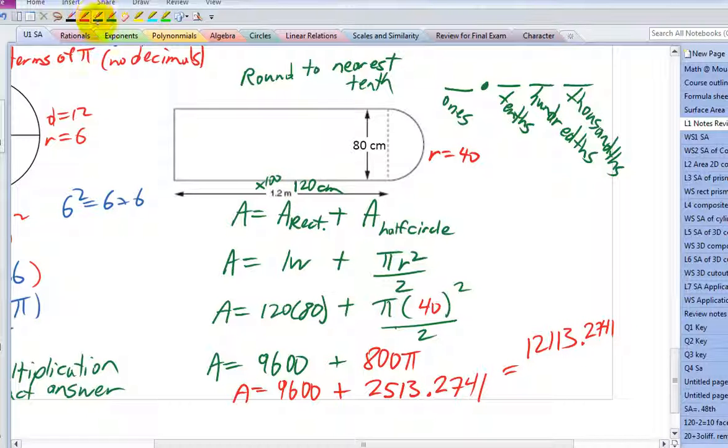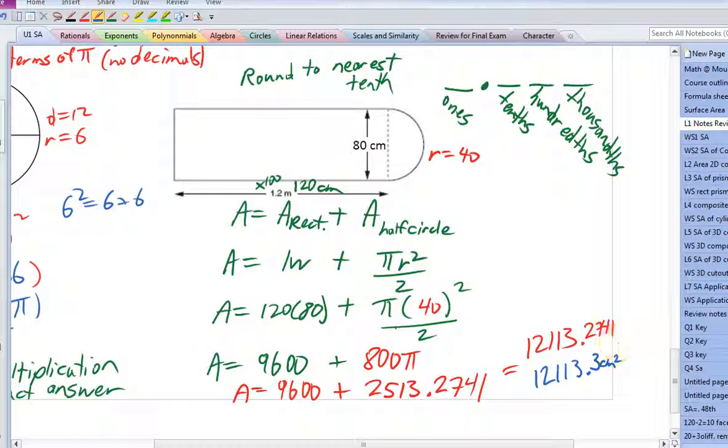And final answer is when you round. You only round final answers. So 12113.3 centimeters squared. When do you round? Final answer. Okay, the last step. Exactly.